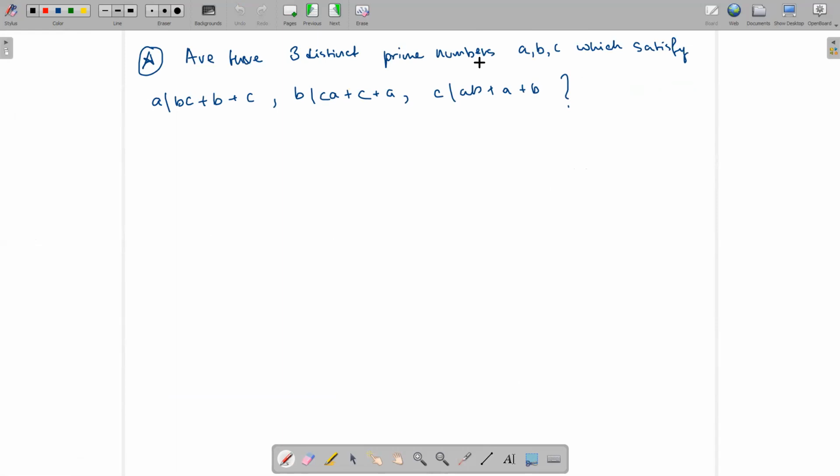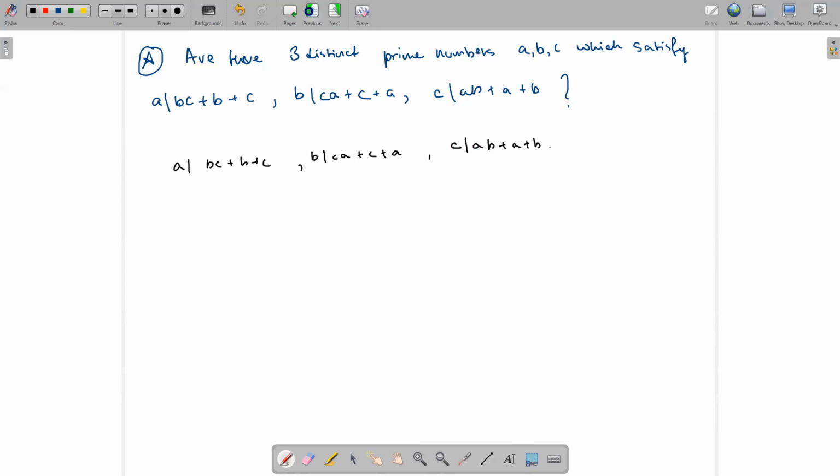So are there three distinct prime numbers a, b, and c which satisfy these three conditions: a divides bc plus b plus c, b divides ca plus c plus a, and c divides ab plus a plus b?